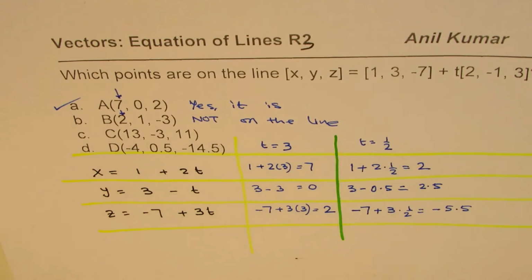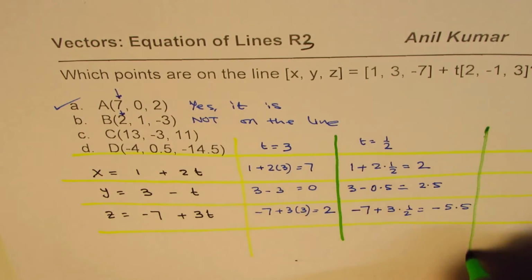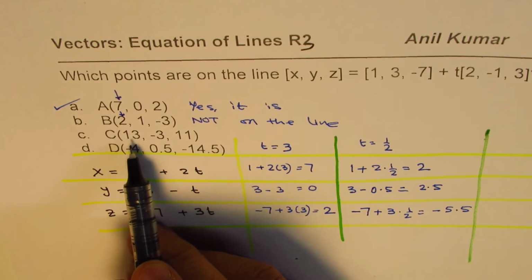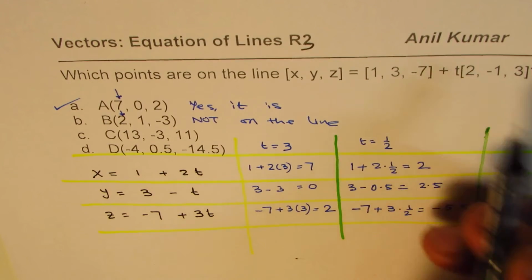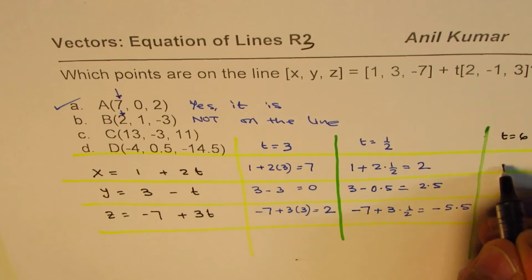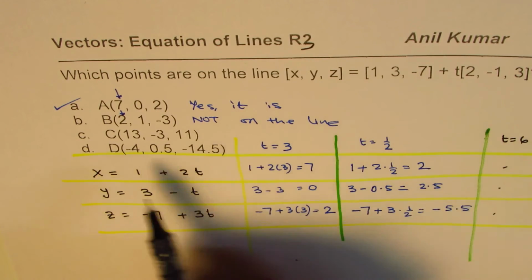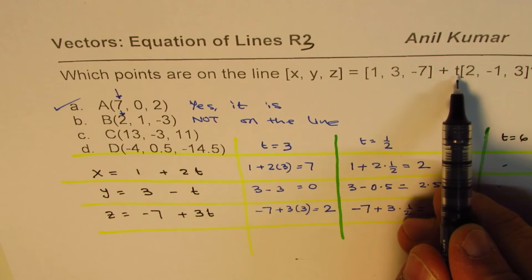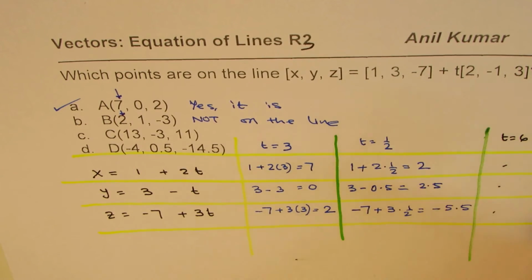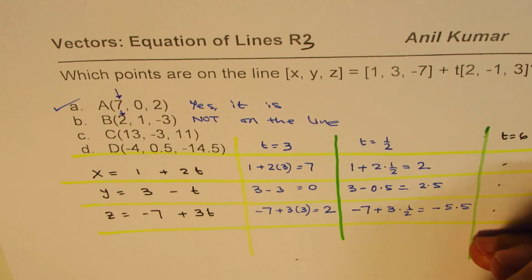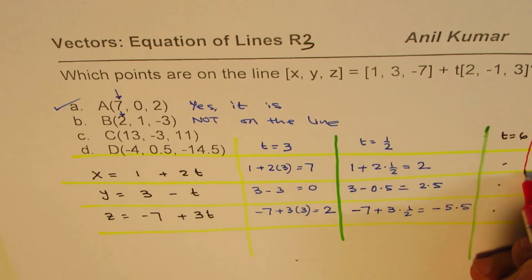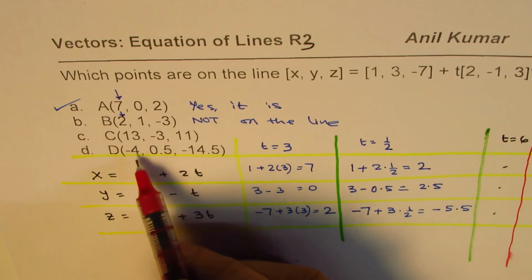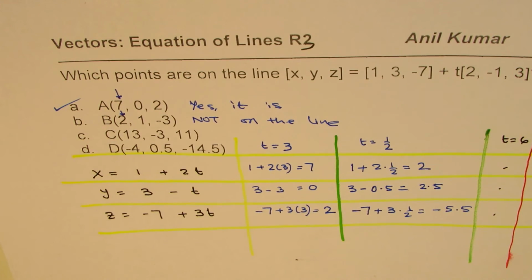How do you get 13, for example? I'll not do the rest of the calculations, but I hope you got the idea. To get 13, I already have 1, I need 12 more. So that means t equals 6. Now check the other points. You can do the calculation. And to get minus 4, I need to have 3 here. So 2 times what is 3? 3 over 2. So then try t as 1.5 or 3 over 2, correct? That should give you the next set of points. And once you do this, you can easily check whether the points are on the line or not. I hope you appreciate the technique of doing it. That's very important to understand.